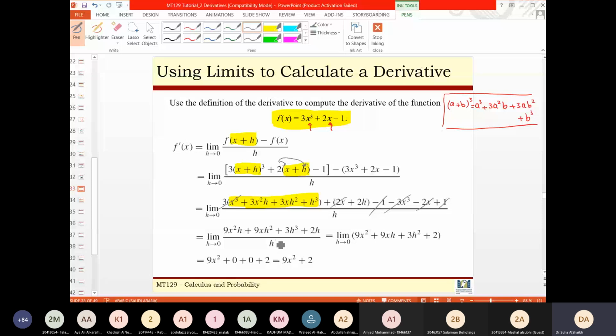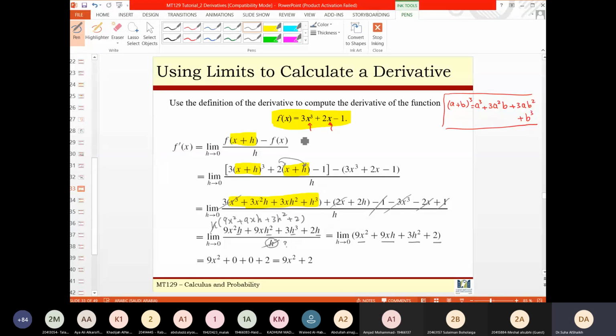I still have the problem, the h at the bottom, right? I want to cancel it. So how do we do this? We take h as a common factor. I have h here, h here, and h. So h can be taken as a common factor. If I take it as a common factor, I will remain with 9x squared, 9xh, 3h squared, and 2. And the h will be cancelled with this one h.